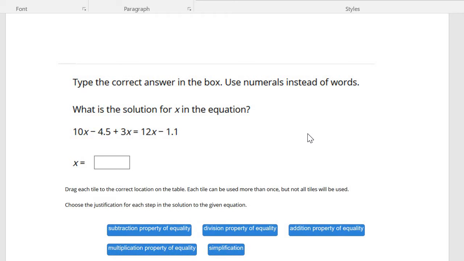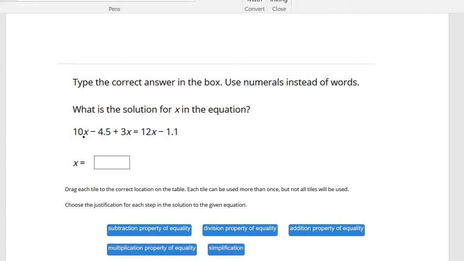Hello, in this video I will be going over a few problems for linear equations. It's in our second unit. So let's get started. The first problem is a question about what is the solution for an x equation. So you have to solve for it and have it equal to x.